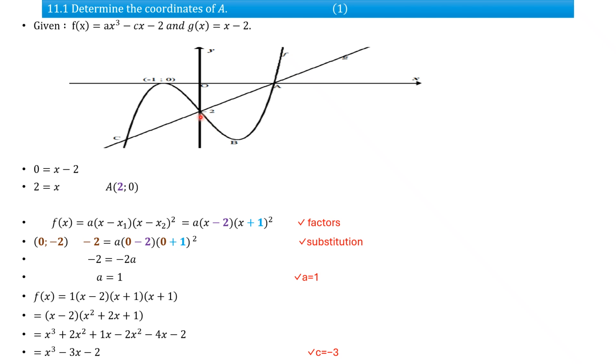Then you see this graph makes contact at negative 2 and 0, the y-intercept. So I use (0; negative 2) to solve for a. This states that y is negative 2 while x is 0. So I have 0 minus 2, 0 plus 1 squared. So 1 times negative 2 gives me negative 2a equals negative 2, a equals 1. Therefore f of x equals 1, (x minus 2)(x plus 1) all squared, or (x plus 1)(x plus 1). I've expanded it like that because whenever we give you squaring a binomial, you'll forget the middle term.